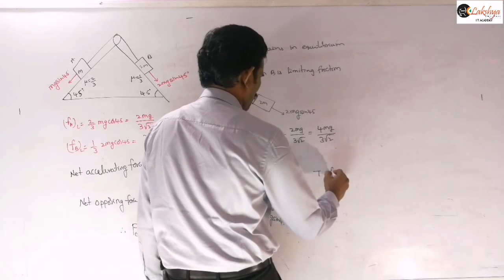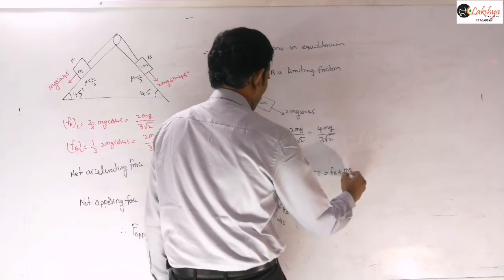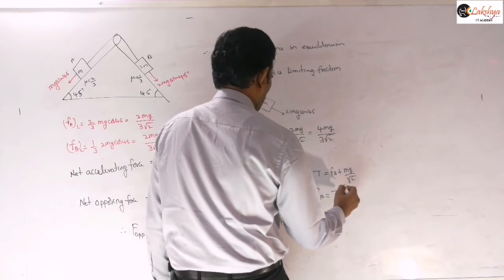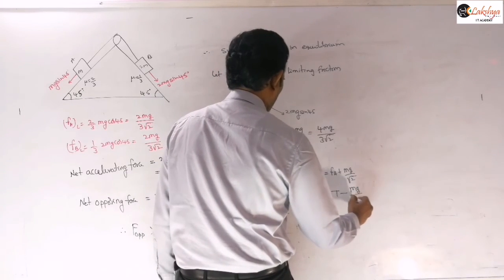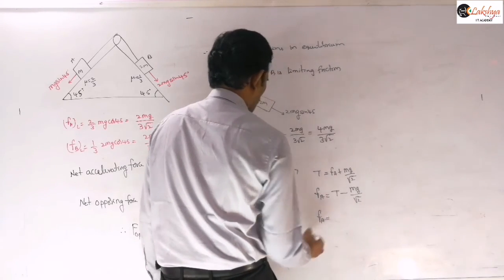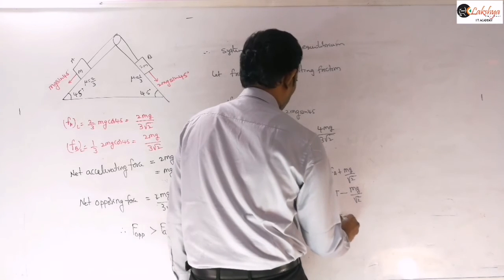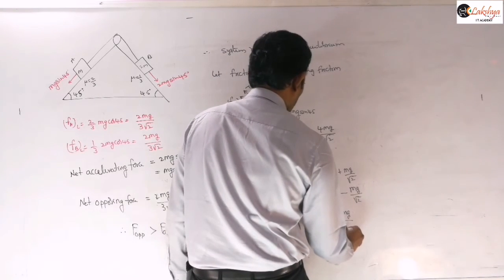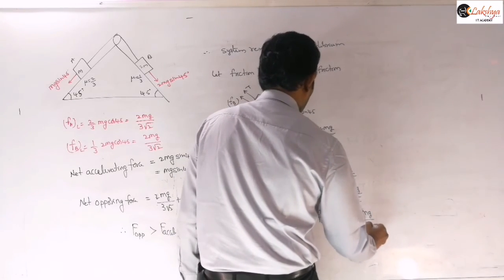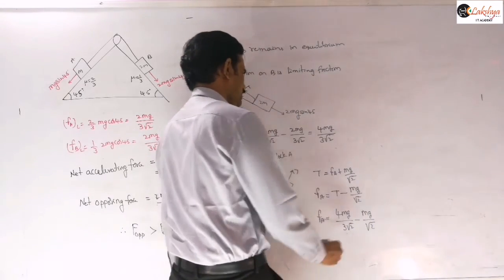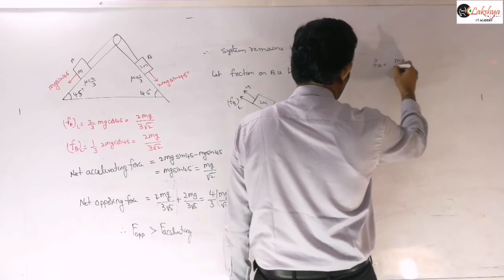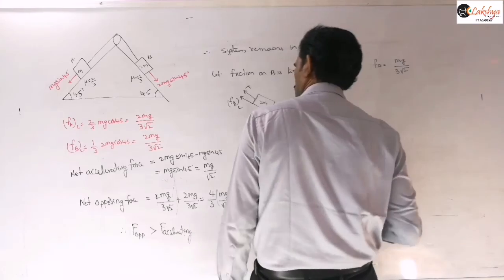Therefore T is equal to F_A plus mg by root 2, and therefore F_A is equal to T minus mg by root 2. So F_A is equal to, the T value is nothing but 4mg by 3 root 2 minus mg by root 2. Again let us take the LCM and simplify this. Therefore F_A is equal to mg by 3 root 2.